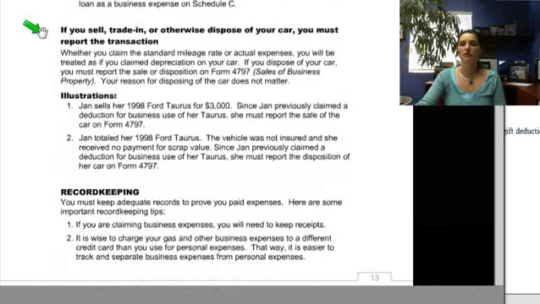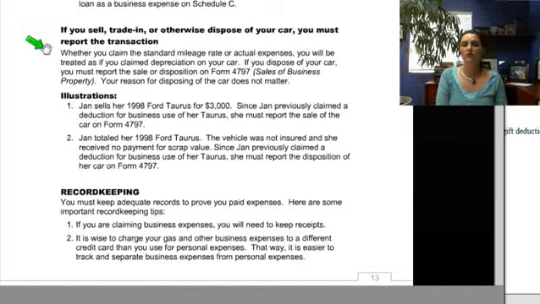Now, if you sell, trade in, or otherwise dispose of your car, you do need to report the transaction to the IRS. Whether you claim the standard mileage rate or actual expenses, you will be treated as if you claimed depreciation on your car. And if you dispose of your car, you must report the sale or disposition on Form 4797, Sale of Business Property. Your reason for disposing of the car does not matter.